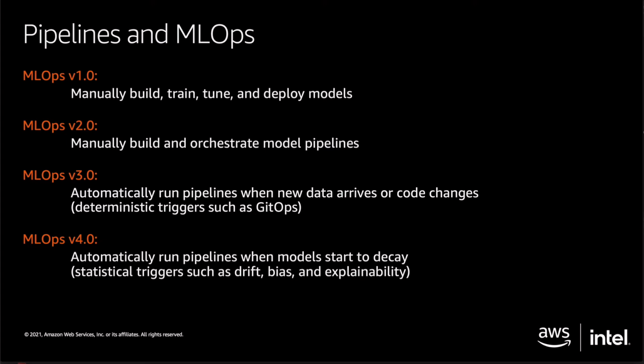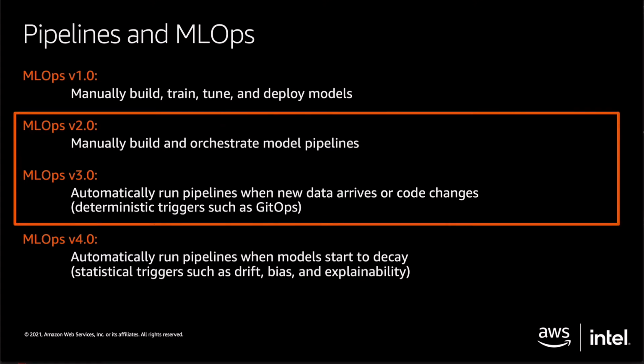Where we ultimately want to end up is MLOps 4.0, where we are able to use statistical triggers such as detecting a covariate drift or a label shift or a concept shift in the model. Or we can also check for bias metrics. And whenever we're detecting a drift in the bias metrics or in feature attributions as part of the model explainability, that could also be a trigger to retrain our model.